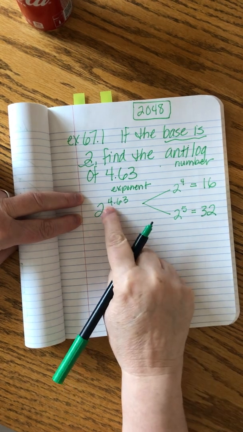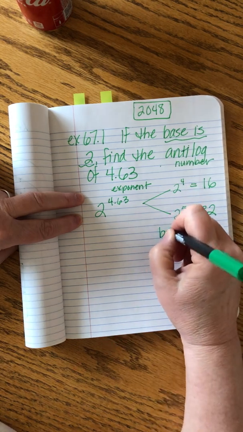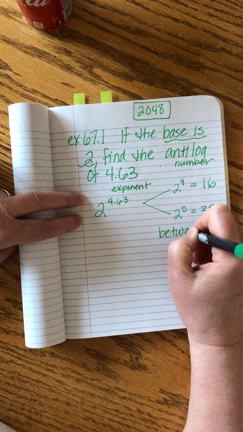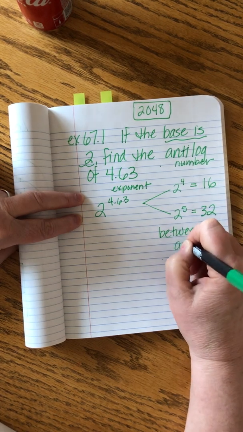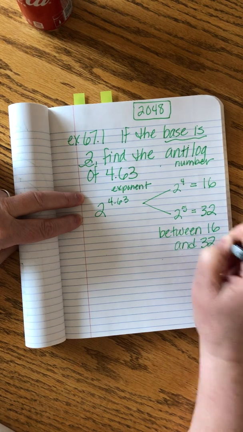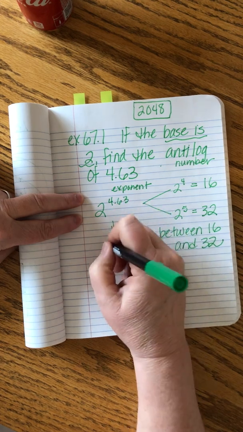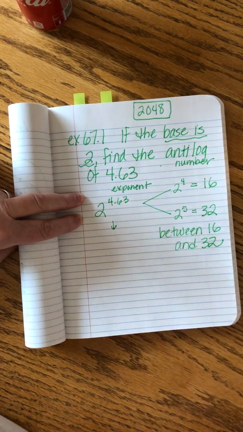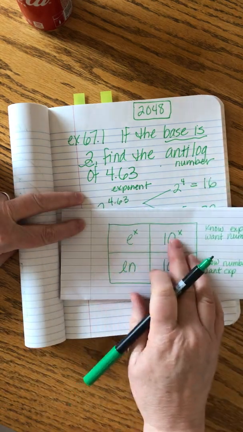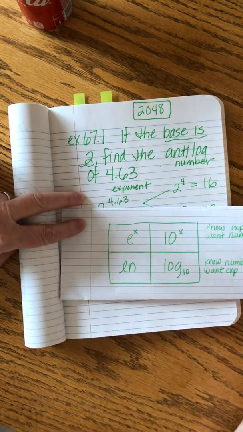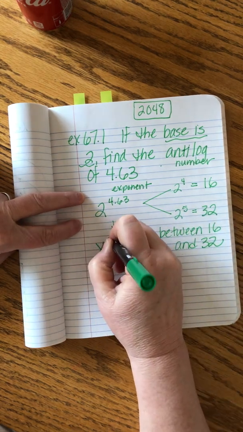Okay, so 2 to the 4.63 is going to be somewhere in between these two numbers. So we would expect our answer to be between 16 and 32. That's our estimate, okay? So now we take our number and we go to our calculator. This one, because it's not, we want to use a button like this, only we want to have the base of 2. It's not on our calculator, but there is a button that allows us to customize, and it looks like this.